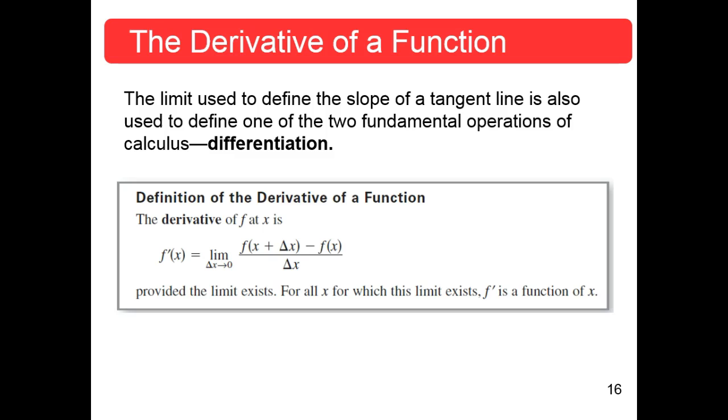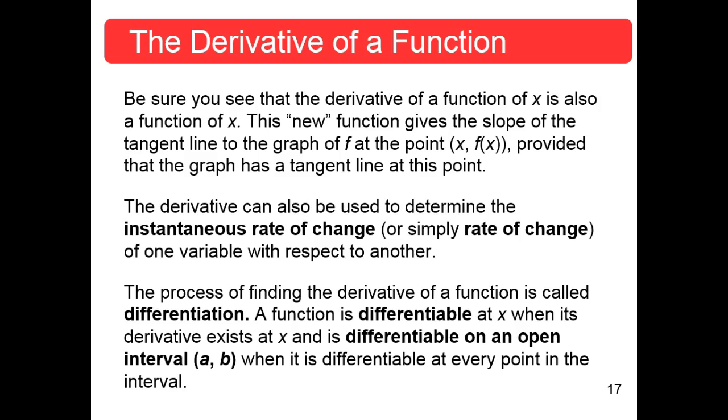Now again, vertical tangent lines, they don't exist. Okay? Discontinuous functions, they don't exist. Okay? So for all x for which that limit exists, f prime is a function of x. If x is in here, x will also be in the derivative. Now, that x may be 0, but it will be in the derivative. Okay, we'll see that in a little bit. Be sure you see that the derivative of a function of x is also a function of x.